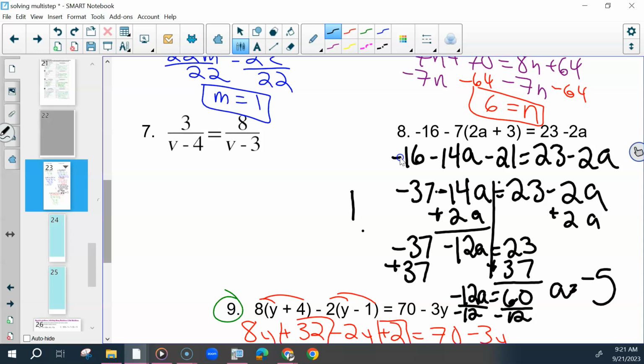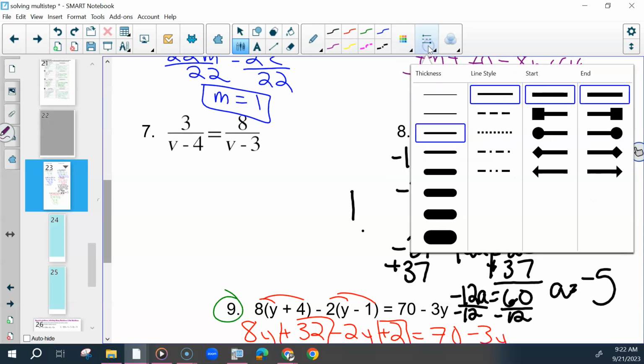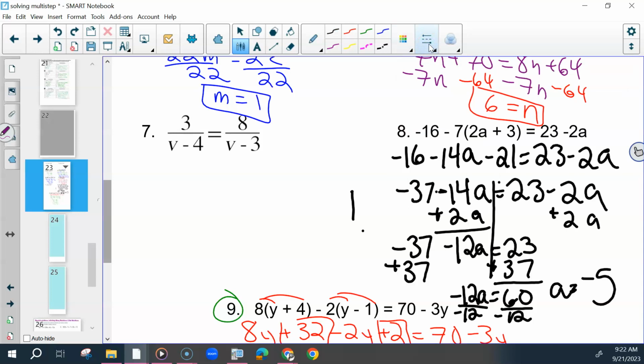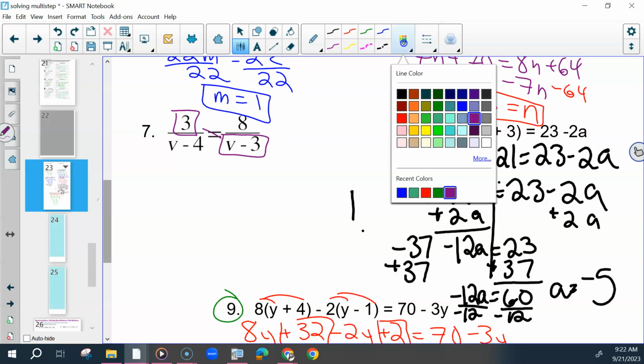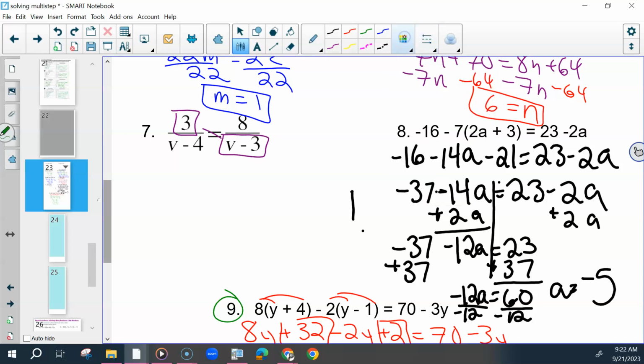Anyone want to try number 7? No one wants to come up with that one. Okay. First step, cross multiply the fraction that equals another fraction. If that's not what you did, go back and restart that process. So 8 times b minus 4 equals 3 times b minus 3.